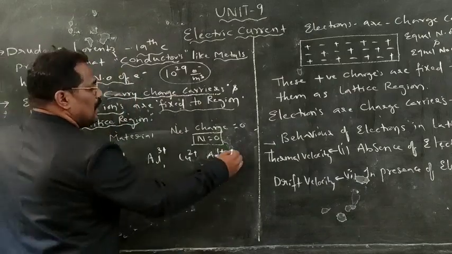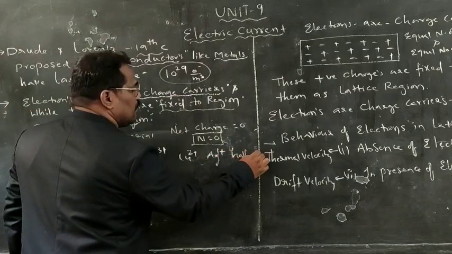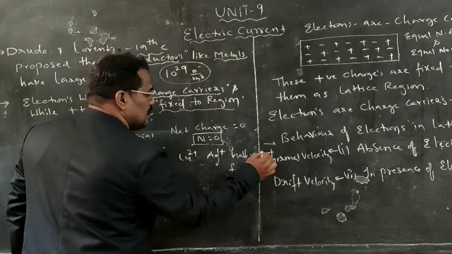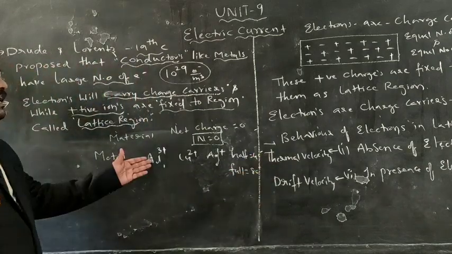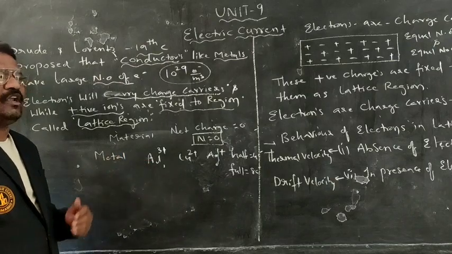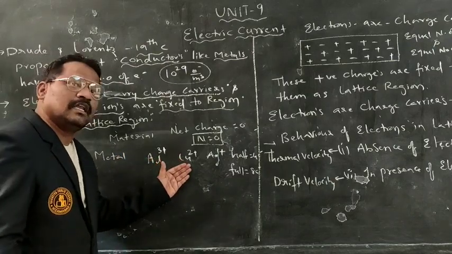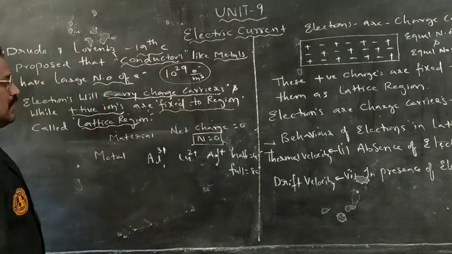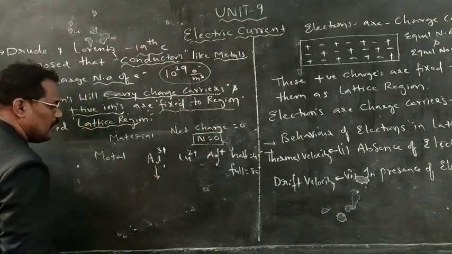If it is half filled, it must have 4 electrons. If it is completely filled, it must have 8 electrons. 3 extra electrons exist in aluminium, 2 electrons exist in copper, and silver has 1 electron. If I take this element, aluminium.